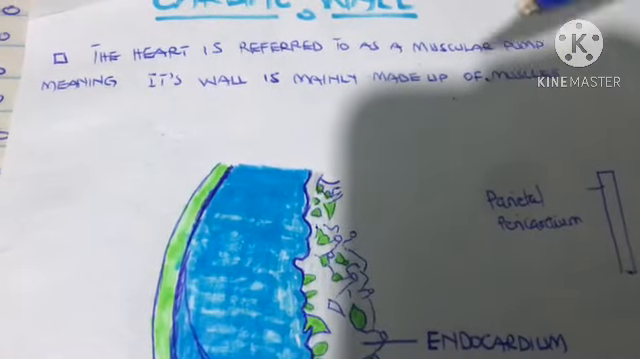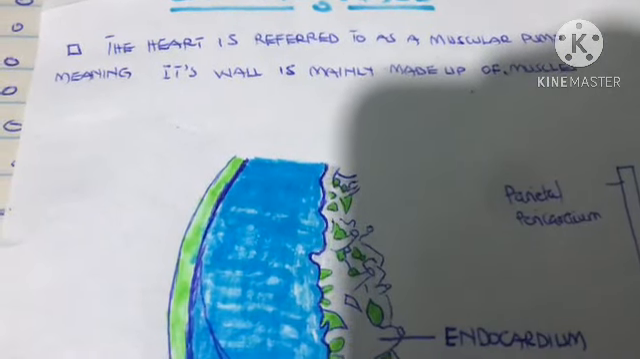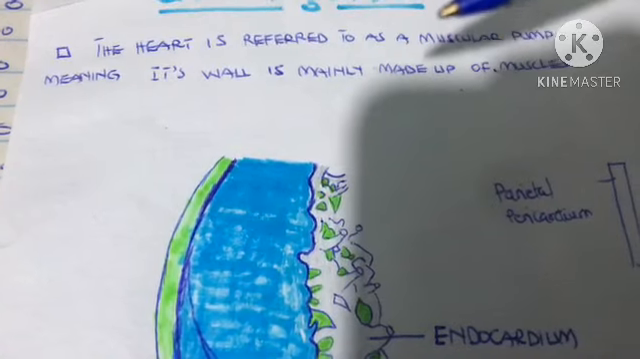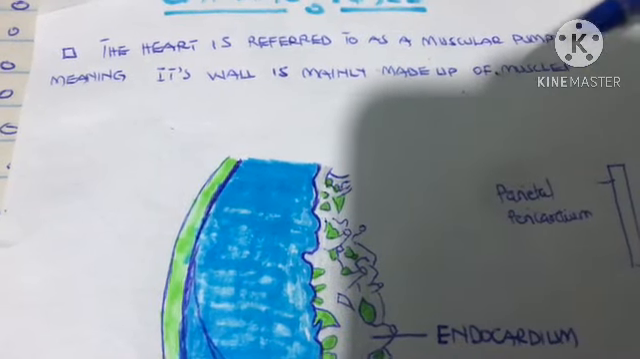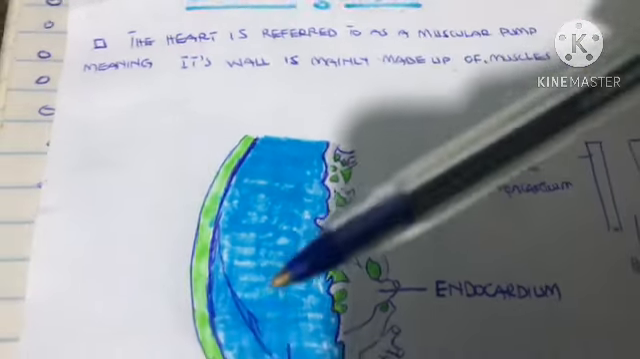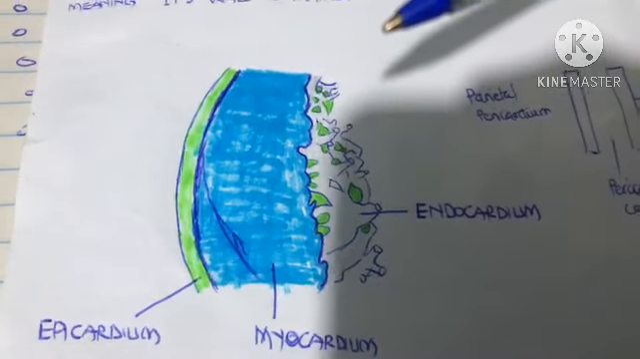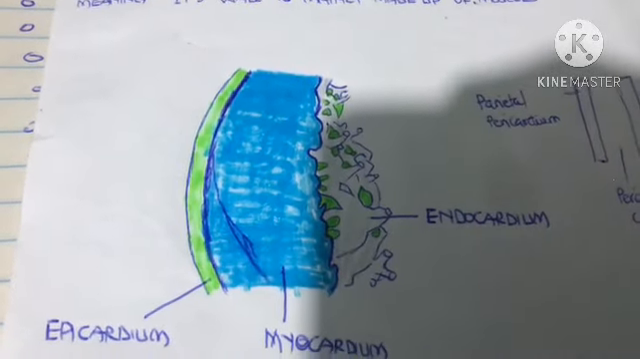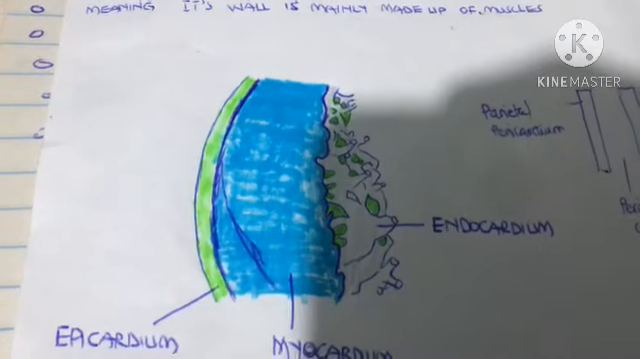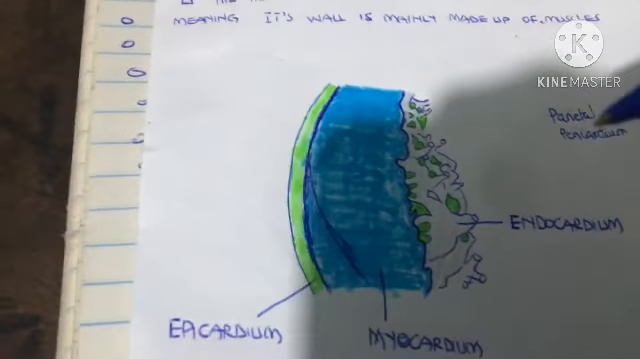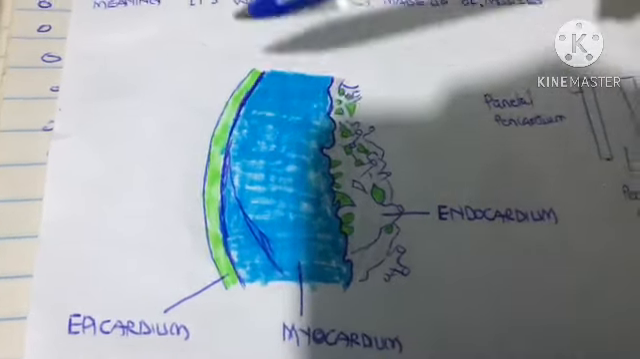The heart is referred to as a muscular pump, meaning its walls are mainly made up of muscles. You understand? And when you look at the heart, you can see that it consists of 3 distinct layers. We have the inner layer, the middle layer, and the outer layer.